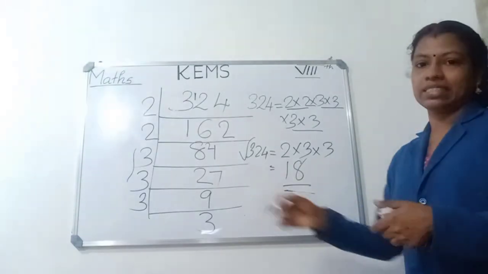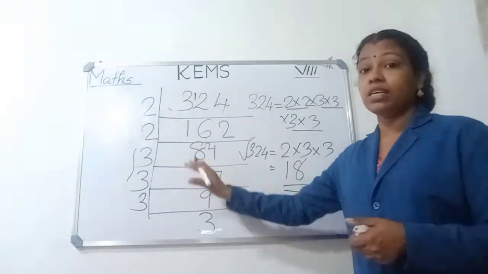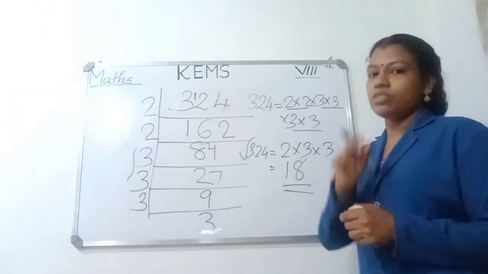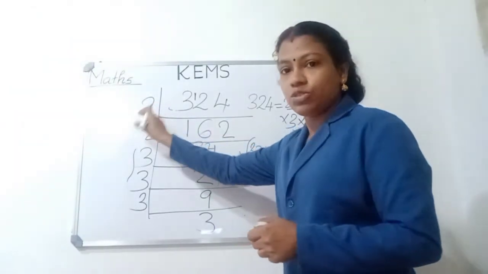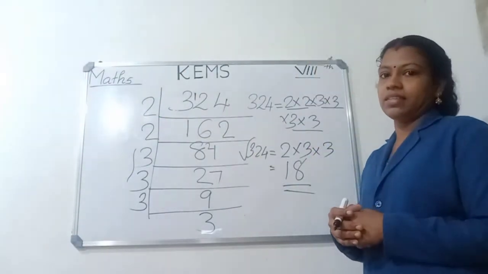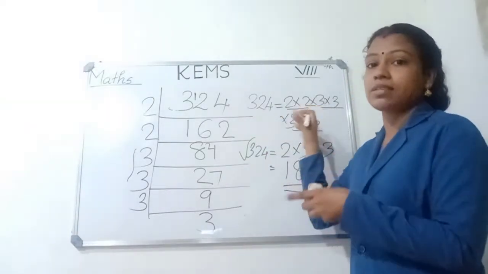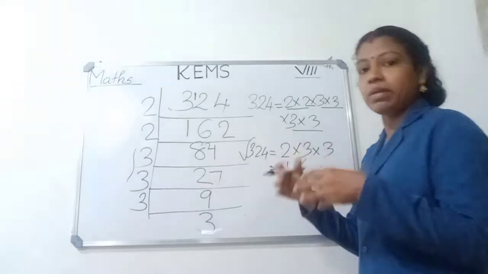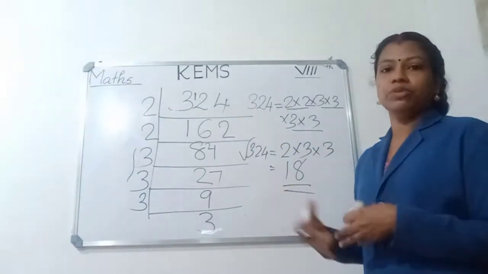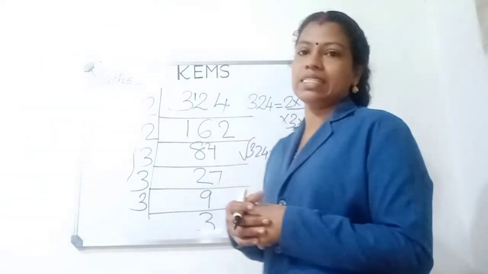This is the prime factorization method. Just find the factors first using the downward division method. Remember to choose the smaller prime numbers as divisors. Then write the factors as pairs. Now from each pair take one number and multiply. That will give you the square root. Now clear? This is the prime factorization method.